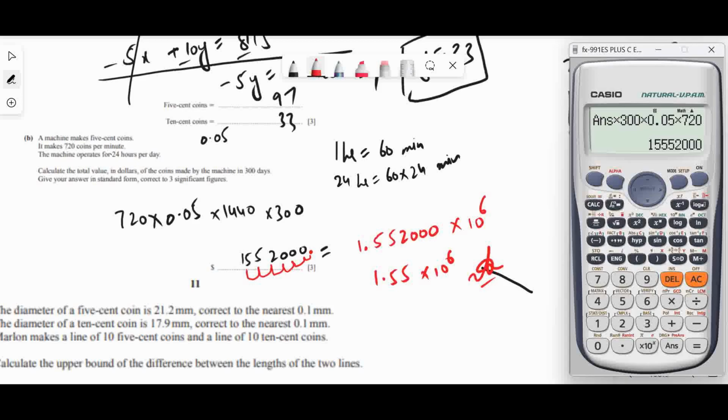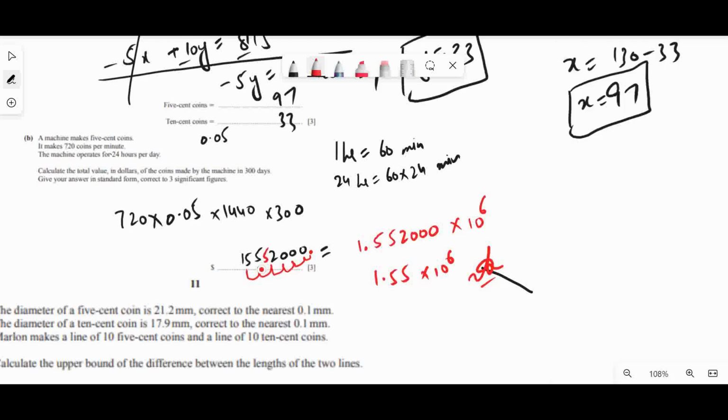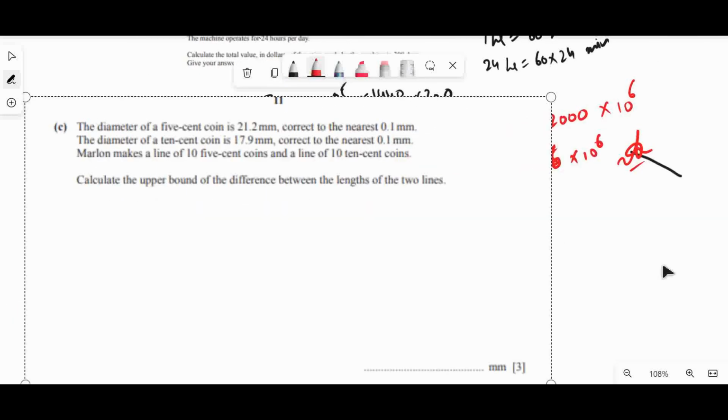So it was 1.555. You can see that there must be three 5s. So if we round it off to three significant figures, this will be equal to 1.56 multiplied by 10 to the power 6. This will be the final answer. Let's move to the next part, part C.